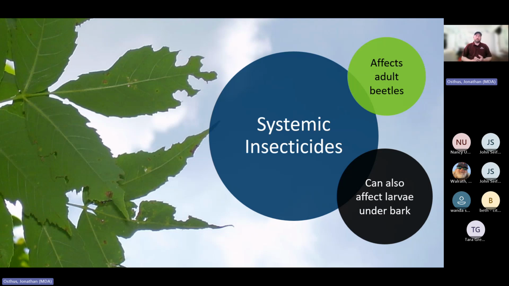So treating trees can protect untreated trees as well in the immediate area. It does provide some benefit to those untreated trees. If you're trying to reduce populations in a neighborhood area, that can be an effective way to lengthen out the time it takes for the beetles to build up to tree killing levels in those untreated trees.